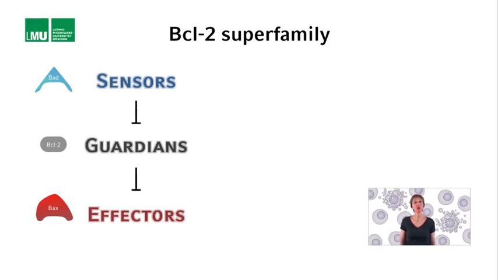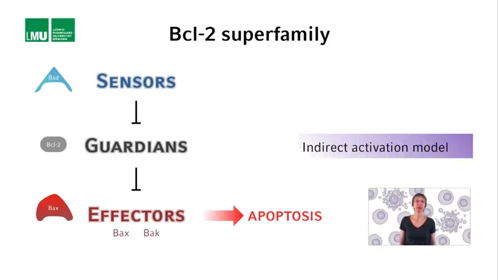And the model that was put forward early on, and that is referred to as the indirect activation model, is that BAK and BAX are the effectors. They are the ones that can induce apoptosis. However, if they are bound to anti-apoptotic BCL2-like proteins, such as BCL2, guardians basically, then they are blocked in their ability to induce apoptosis.